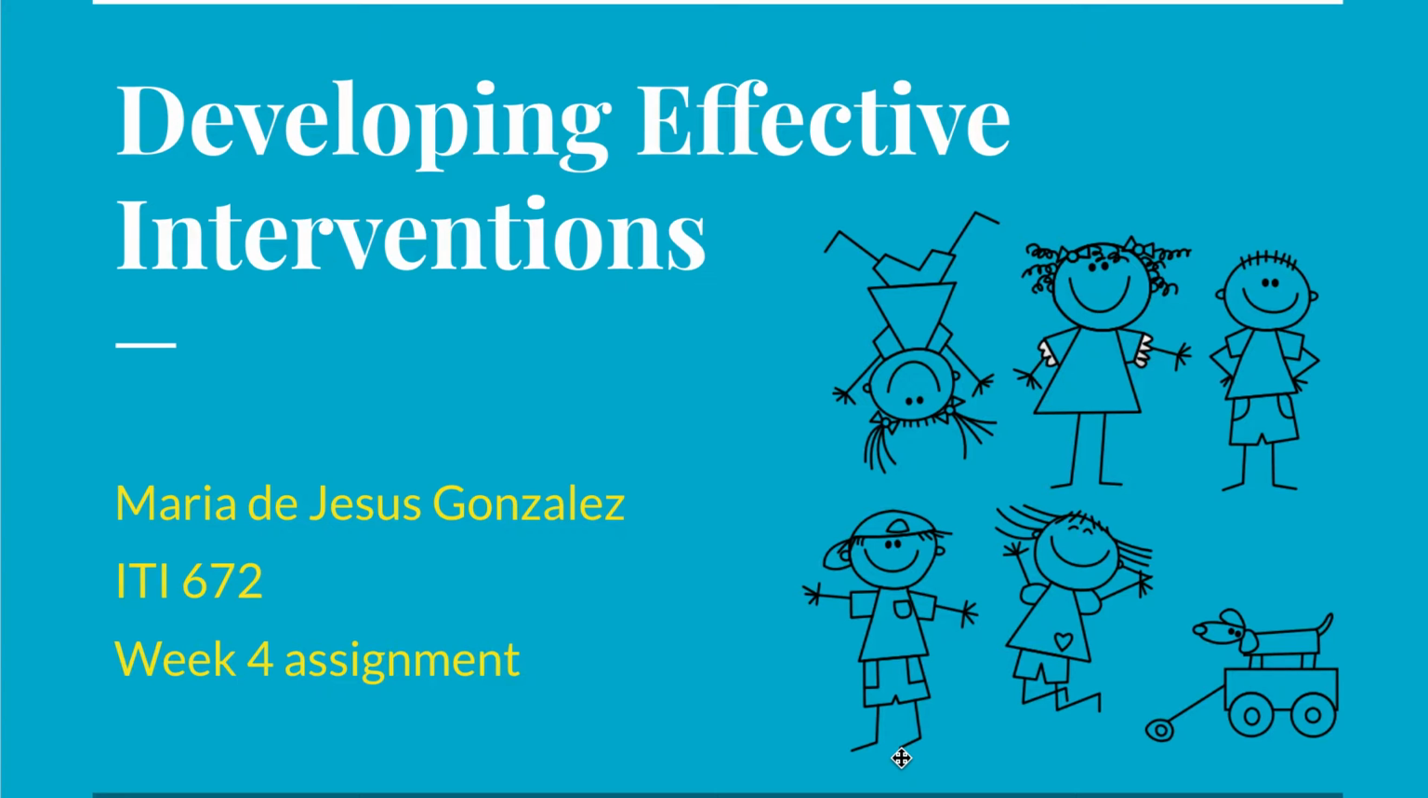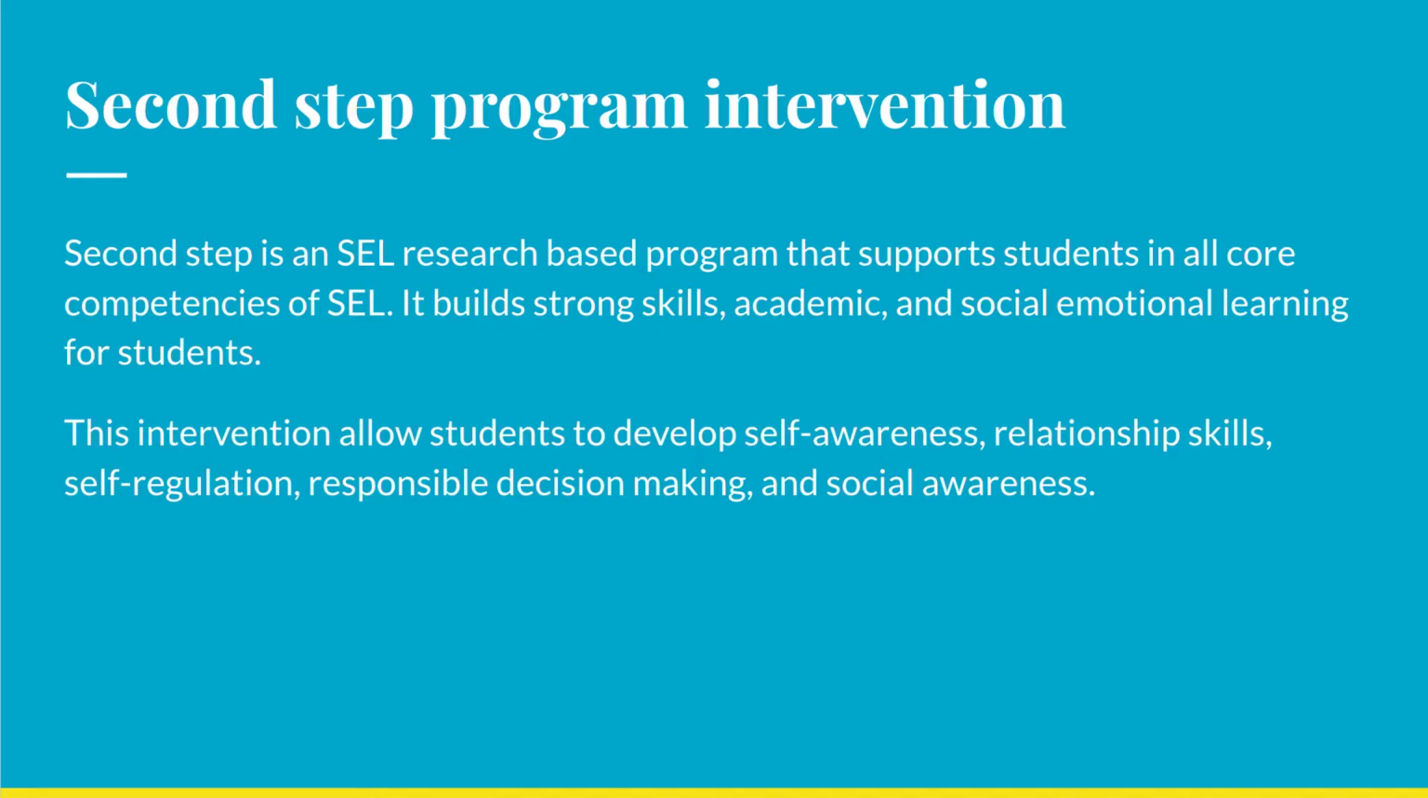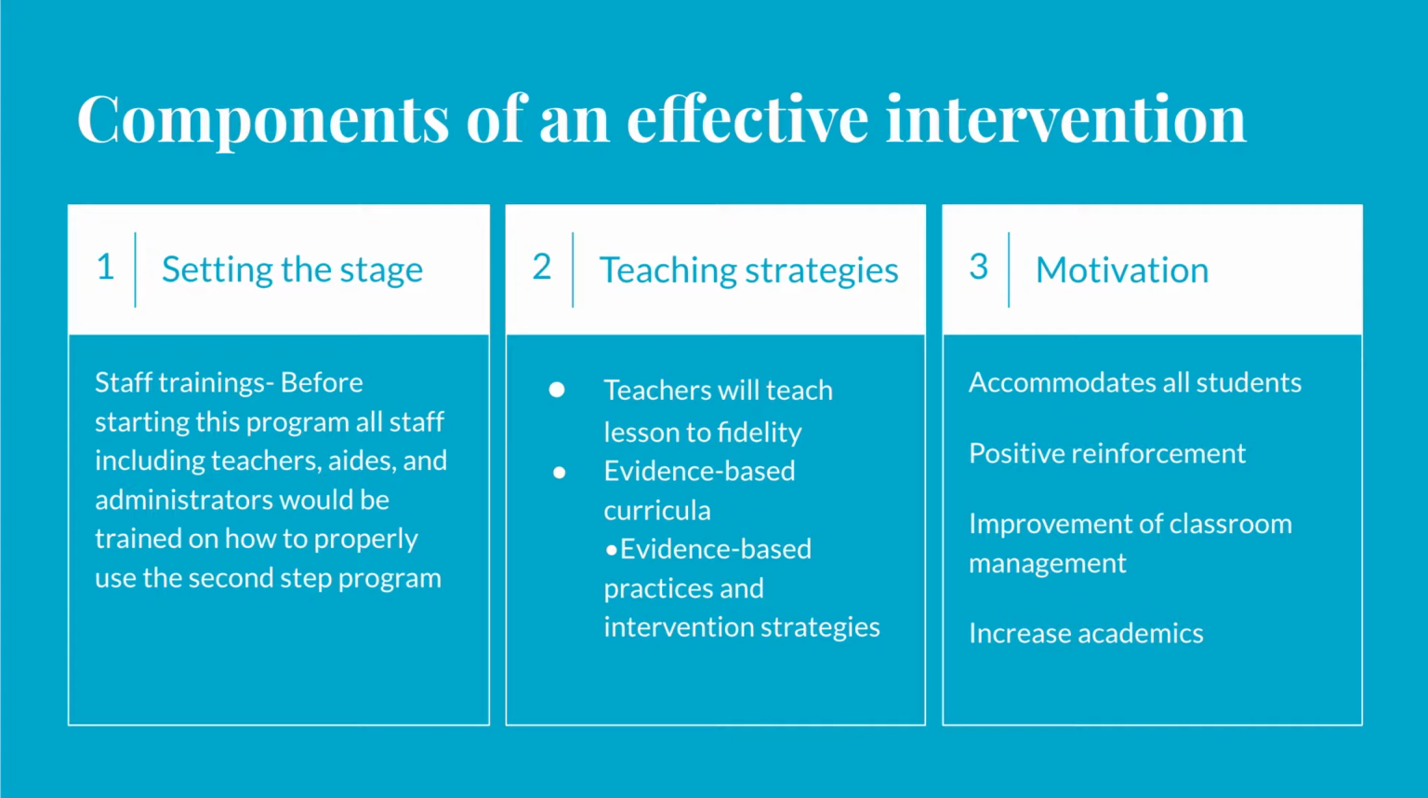And this is my week 4 assignment on developing effective interventions. So the intervention that I found was the Second Step program intervention. The Second Step program is an SEL research-based program that supports students in all core competencies of SEL. It builds strong skills, academic and social emotional learning for all students. This intervention allows students to develop self-awareness, relationship skills, self-regulation, responsible decision-making, and social awareness.